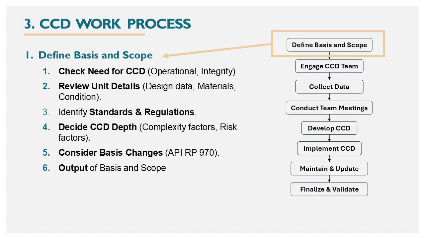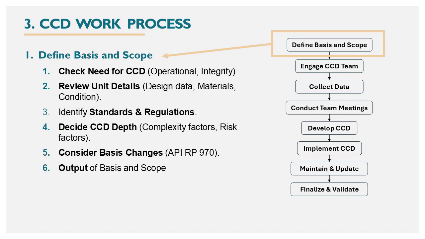Agenda 3. Corrosion Control Document Work Process. Work Process 1 is, define basis and scope. Make sure the Corrosion Control Document or CCD is fit for purpose by defining why it's needed and how detailed it should be. Here are the key steps to define basis and scope of Corrosion Control Document or CCD systems.